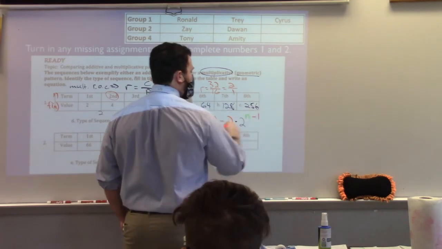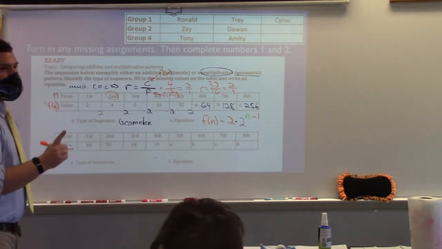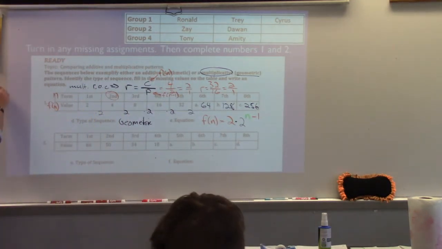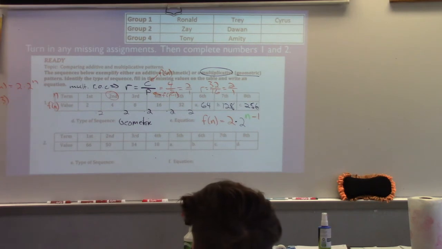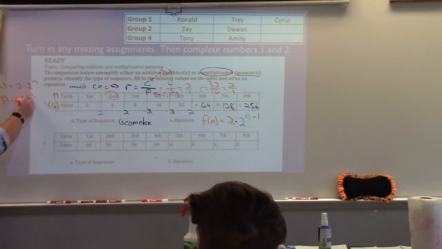I don't know, I just remember minus 1. That happens a lot. But let's look at the original equation that we had: f of n equals 2 times 2 to the n. If I'm looking at f of 3, that means I'm looking at the third term, right? What's the output for the third term? 8. So that would be 2 times 2 to the third, and 2 to the third is 8. Is that what the output's supposed to be? No, that's the fourth term, right?